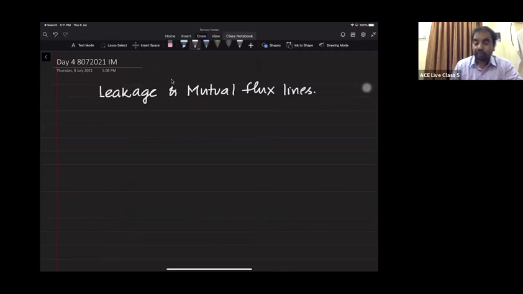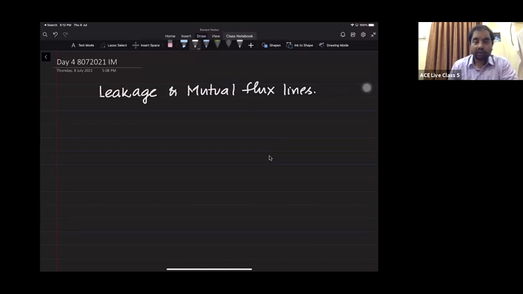Yesterday I told you that whenever the magnetic flux lines come across more than one reluctance path, definitely the magnetic flux lines will divide. The division of these magnetic flux lines depends upon the reluctance of the path. The path with low reluctance will carry more flux lines when compared to a path with high reluctance. This is what we discussed yesterday.